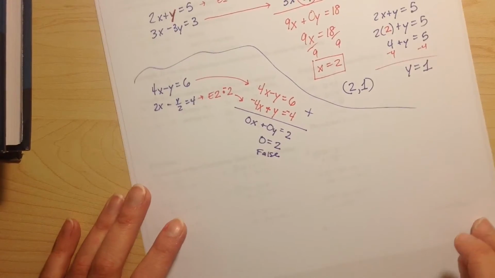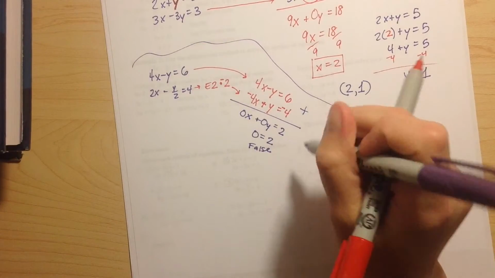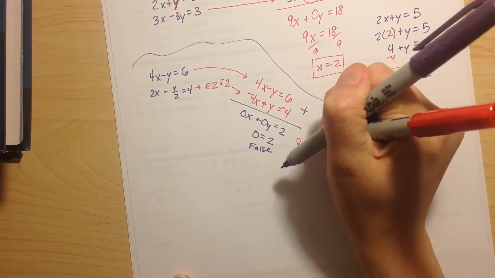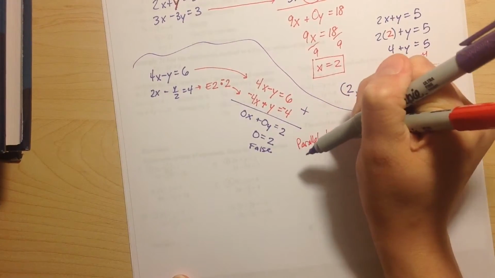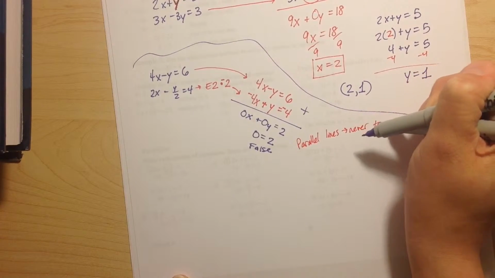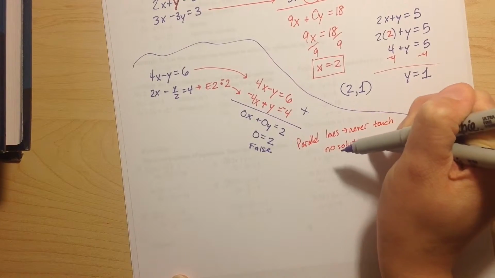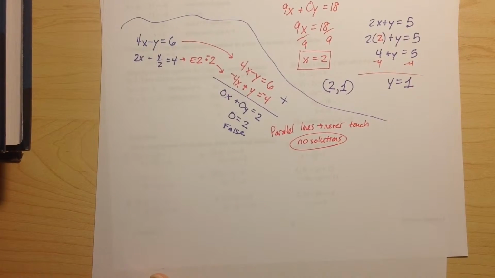So, remembering back to our notes from class, if I have a false statement, what is my answer? How many answers do I have, and where are they? And that answer, hopefully you remember, when I have a false statement, that means that I have parallel lines, meaning they never touch, meaning I have no solutions. No solutions. Absolutely none. There we go.